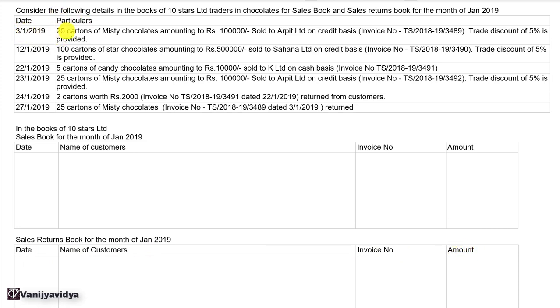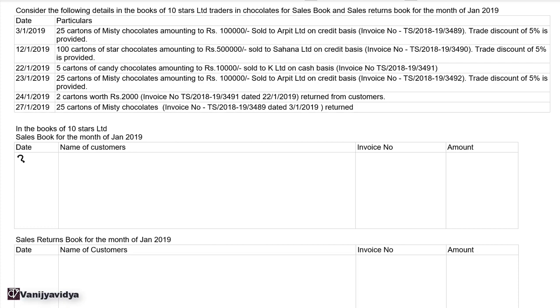3rd Jan 2019, 25 cartons of Misty chocolates amounting to 1 lakh sold to Arpit Limited on credit basis. Invoice number TS 2018-19 3489. Trade discount of 5% is provided. So, we have sold the chocolates on credit basis to Arpit Limited. Since it's a credit sale, it will be recorded in the sales day book.